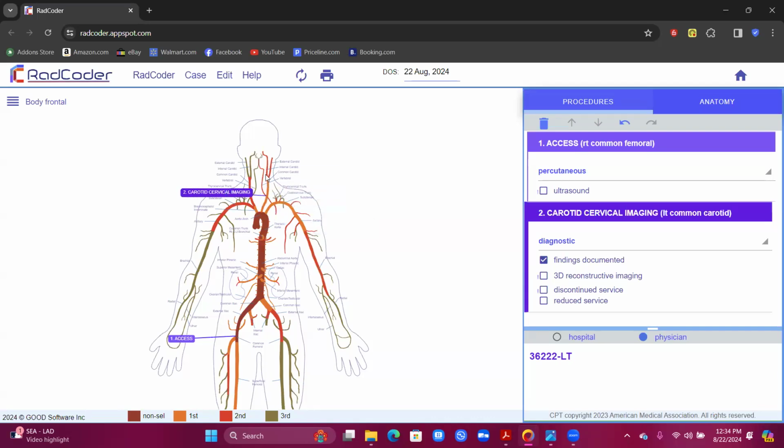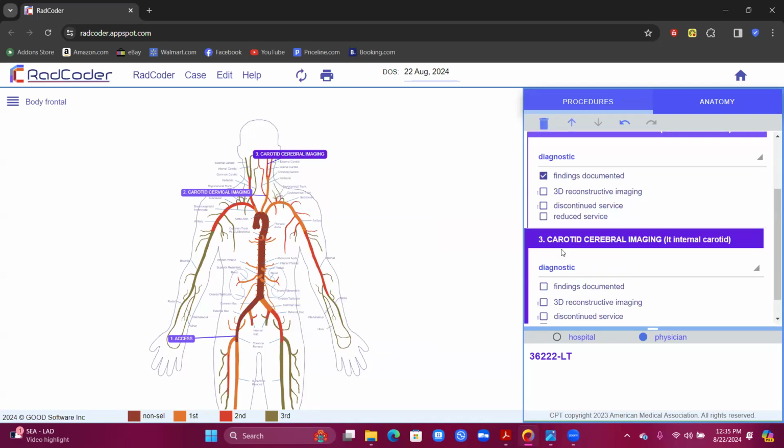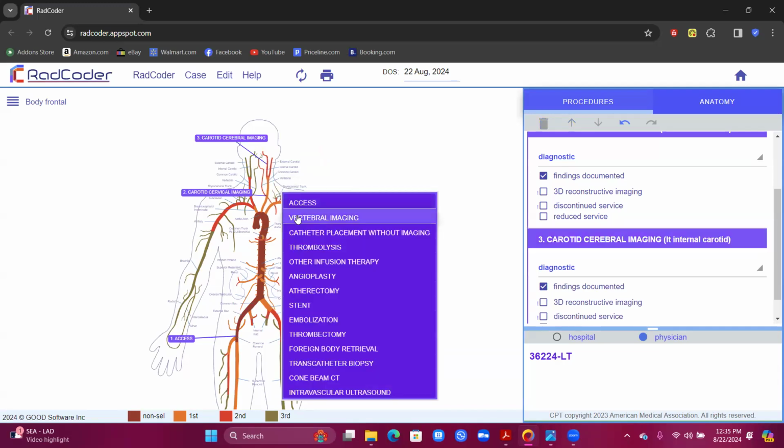So now let's say the physician didn't stop there and the physician actually placed the catheter up in the internal carotid. So we're going to do a right click there. And now we're going to select carotid cerebral imaging because now we're in the internal carotid. So I'm going to select that. Then again, I'm going to confirm the physician documented the findings in the report. I'm going to check the findings documented box, and then you'll see that the code now changes to 36224.